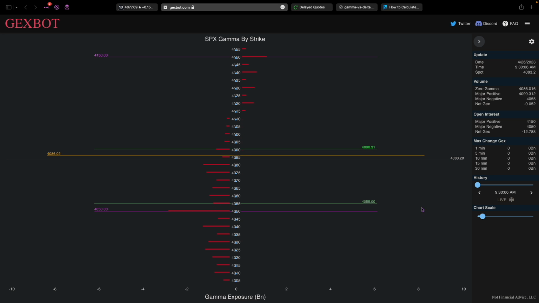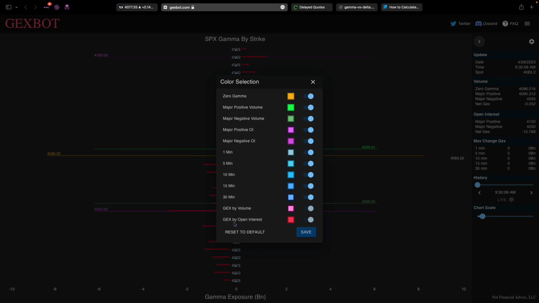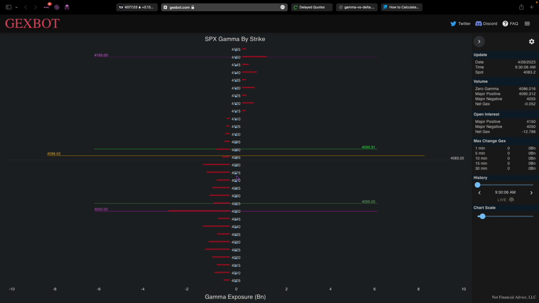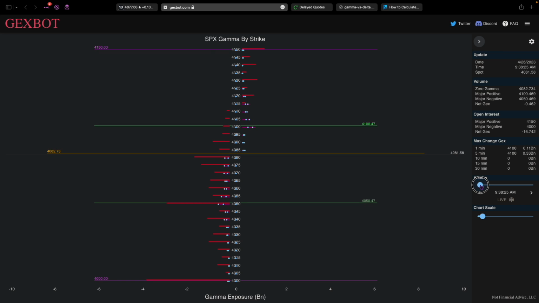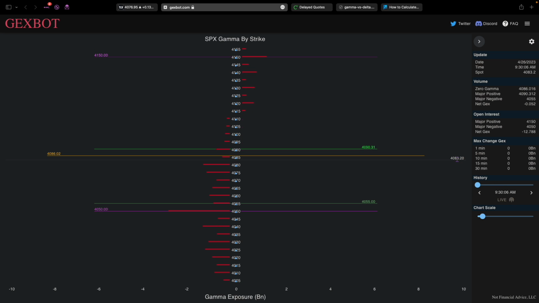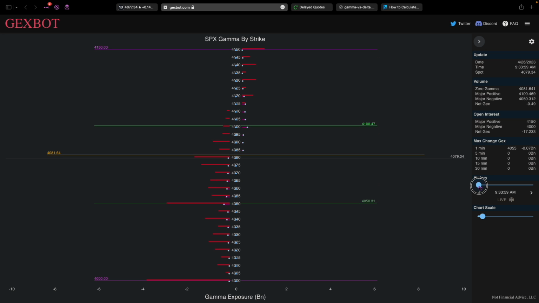So for instance, just keep an eye on the red bars for this. In fact, maybe what I can do is turn off GEX by volume. Can I do that? I don't think I can actually turn it off. Yeah, I can't turn it off in the historical. In any case, we'll observe what happens as spot moves. Spot price is this 4083.20. It's this line here. So yeah, anyway, it's coming.